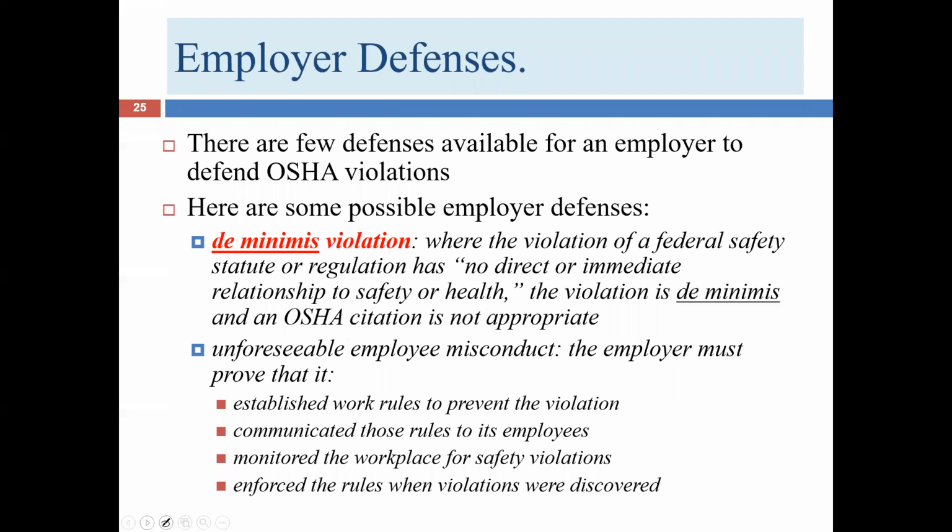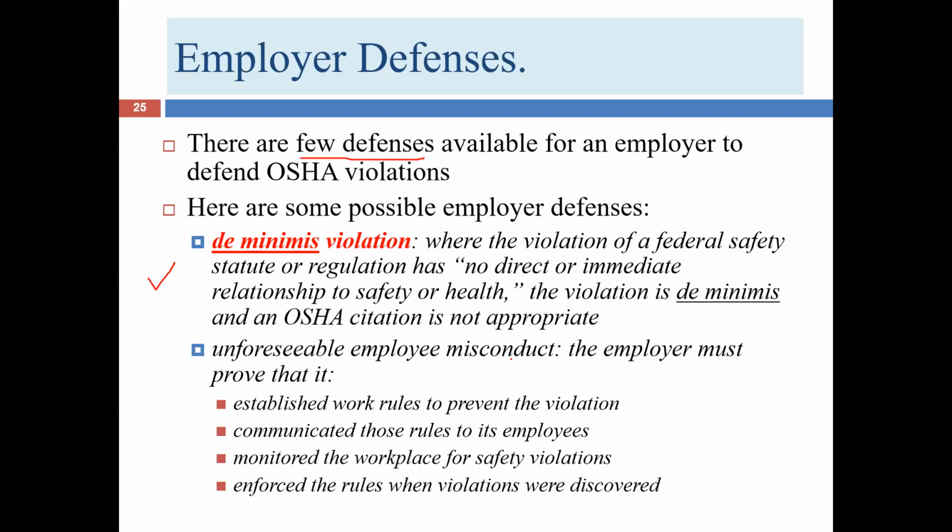Let's talk about employer defenses. Generally speaking, there aren't a lot of employer defenses. An employer controls and establishes the workplace, so if things go wrong, it really is the employer's fault. Here are some, though. We have the de minimis violation. We've already talked about this one a little bit earlier on, so let's just do a refresher. And this is, again, a good term to add to your Quizlet, where the violation of a federal safety rule or regulation has no direct or immediate relationship to safety or health. The violation is de minimis, and an OSHA citation is not appropriate.